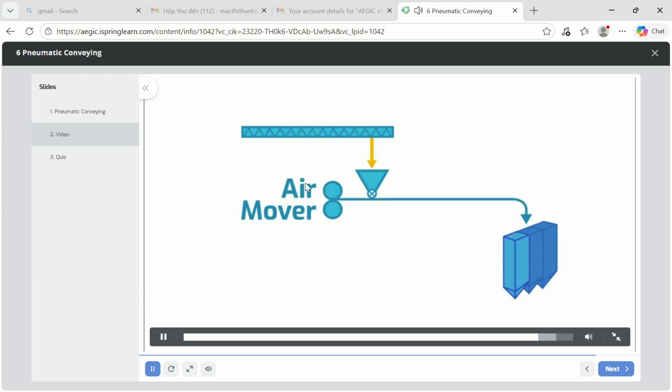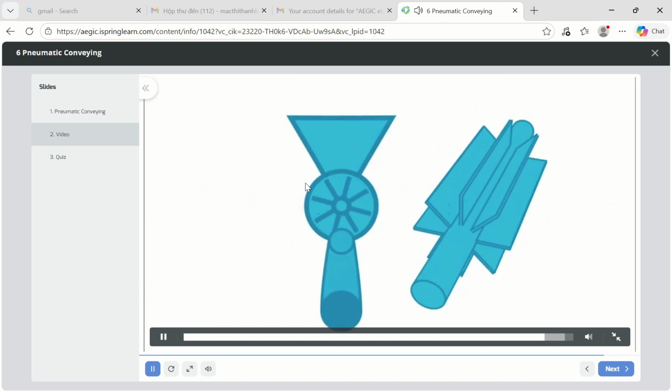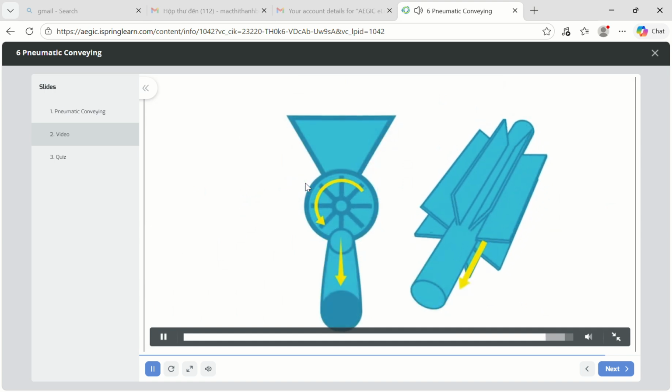The input stock cannot be sucked into the system but must be dropped into the conveying pipe through a blow-through type rotary seal. These seals carry the stocks into the blow lines without allowing the air out.